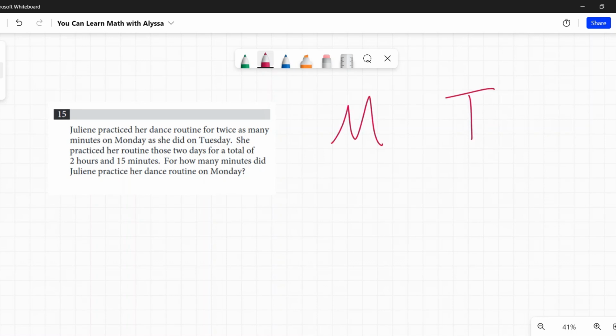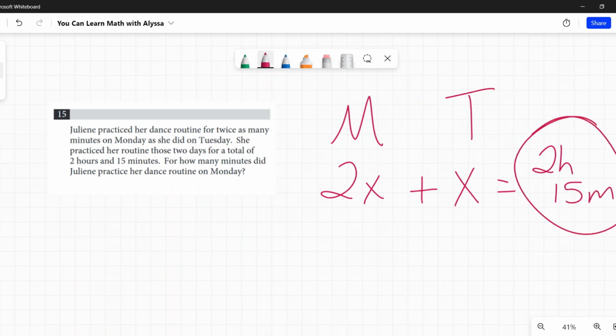Okay, so on Monday and on Tuesday, I'm going to say her number of minutes are the unknown, or x. That's a variable I'm going to be using. Twice as many minutes on Monday as she did on Tuesday. So if she practiced for x minutes on Tuesday, she practiced twice as long on Monday, so 2x, for a total of 2 hours and 15 minutes. So together they equaled 2 hours and 15 minutes.